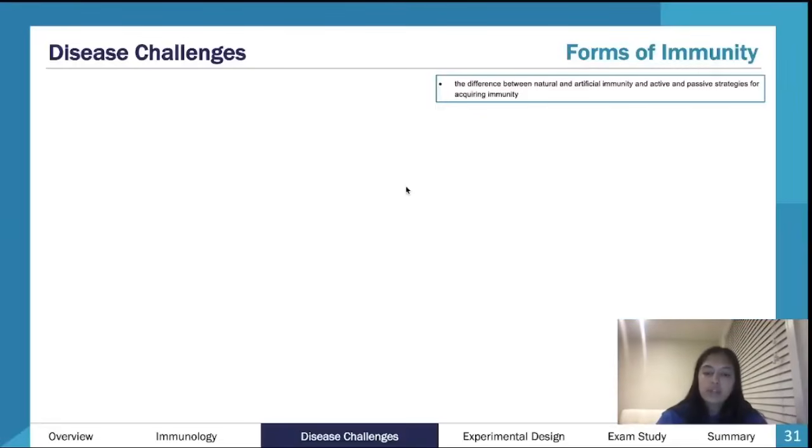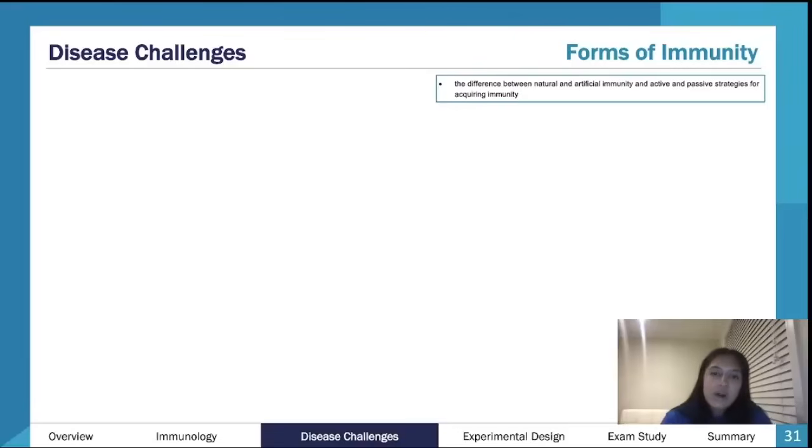Okay, so now looking at some disease challenges. So that is basically the process of your first line, your second line, and your third line. So that's how immunity works in general. Now we look at what the types of immunity are, looking at vaccination, and when immunity might be going wrong, all that sort of thing.